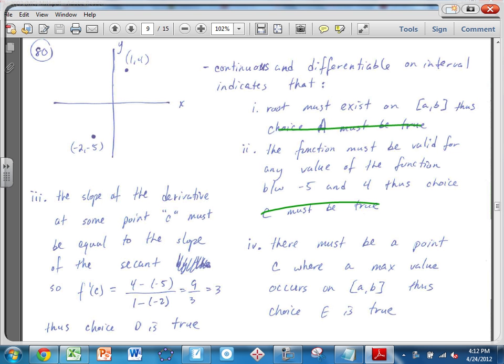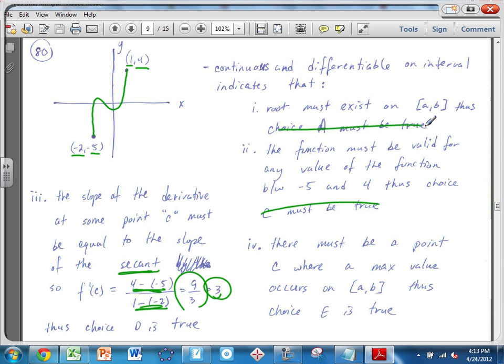If I drew any function here, okay, so draw some sort of a curve. It doesn't matter what the curve looks like. At some point in time, the derivative slope is going to be 3. Because the secant slope, look at the slope of the secant. Delta y is going to be 9. Delta x is going to be 3. So the slope of the secant is really 4 minus negative 5 over 1 minus negative 2, or 3. The slope of the direct line from this point to that point is 3. If the slope of the secant is 3, then the slope of the tangent has to be 3 somewhere.